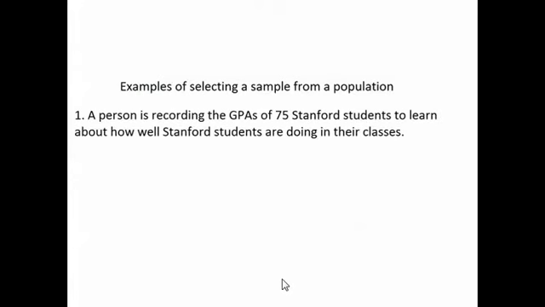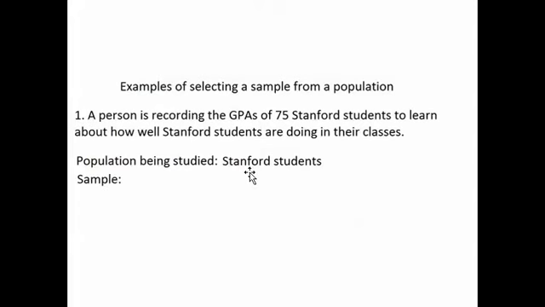Here are some examples of selecting a sample from a population. If a person records the GPAs of 75 Stanford students to learn about how well Stanford students are doing in their classes, then the population that's being studied is all Stanford students. This researcher is trying to reach a conclusion about Stanford students. The sample is the 75 selected Stanford students who are providing data to the researcher by taking the survey.